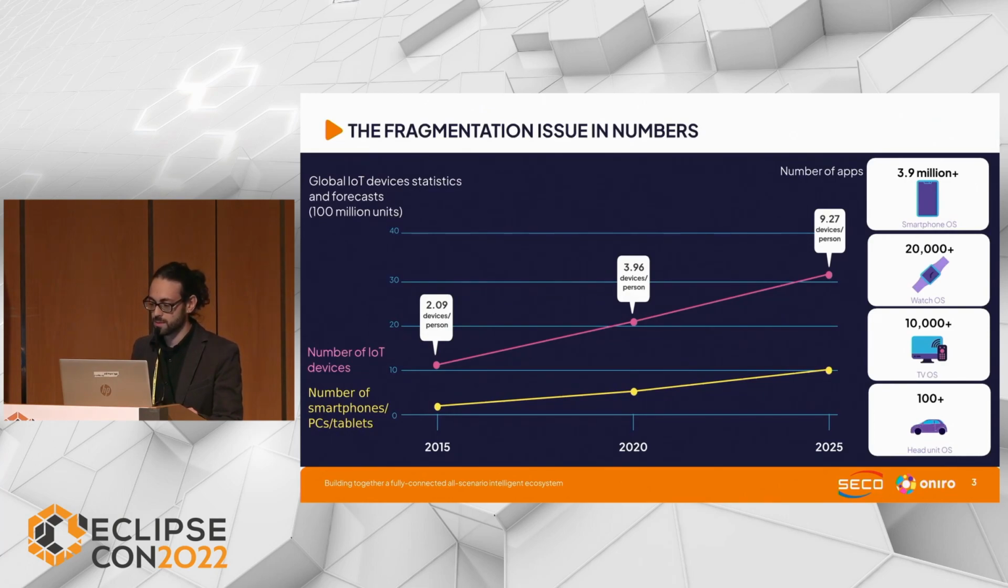So let's start with the IoT fragmentation issue. In the last years, we are witnessing a large and exponential growth in IoT devices on the market, much higher than consumer electronics. Many companies are building smart solutions, adding connectivity, artificial intelligence, data telemetry, cloud services, and analytics to the product. So in 2025, we will top 9.27 million devices per person. So that's really a lot of devices going in the market.